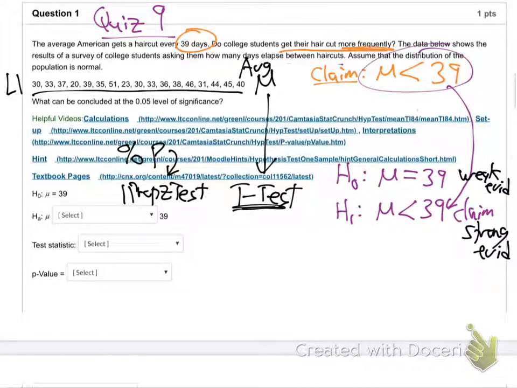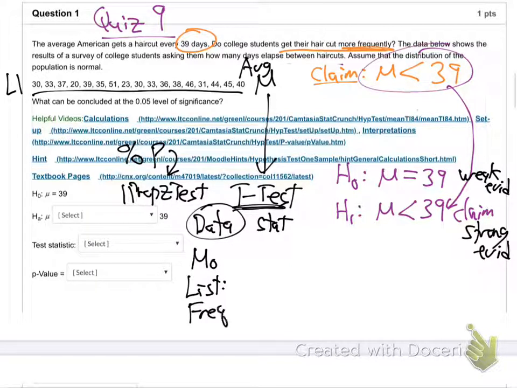And when you go to the t-test, which is number 2 on the list, you're going to choose, what are we going to choose? Data or stat? Data, because we have a big list of data. So choose data, hit enter, and it'll ask you mu sub 0, list, frequency. So what do you think mu sub 0 is?